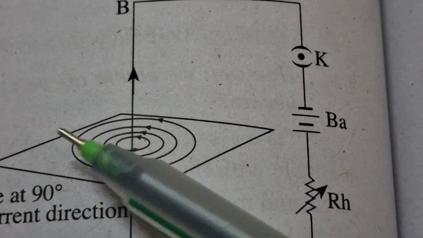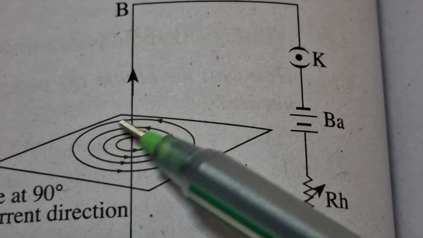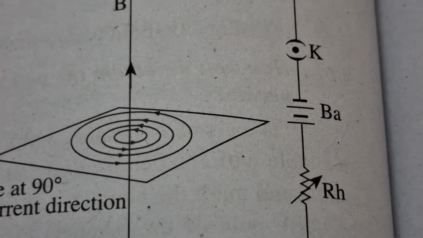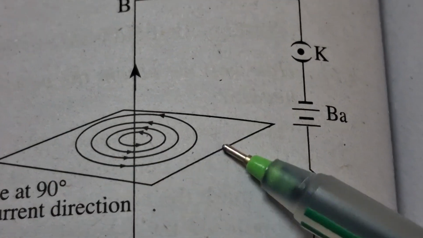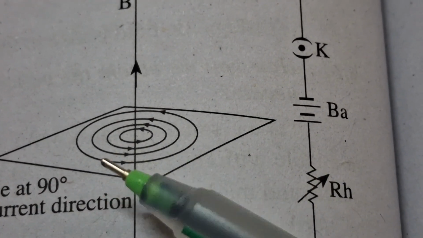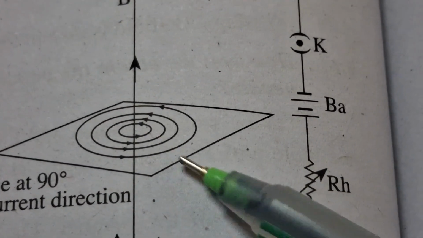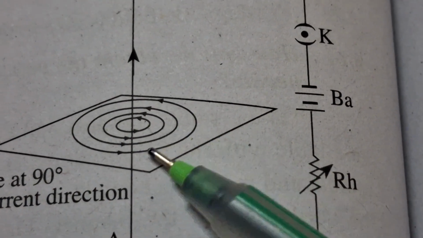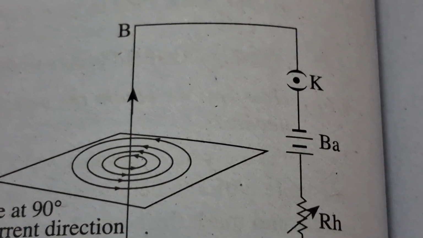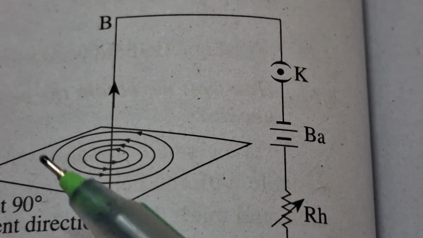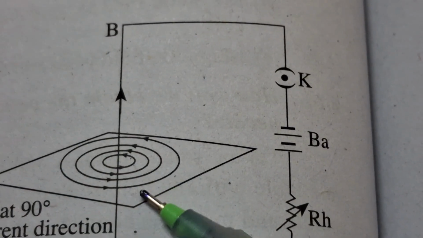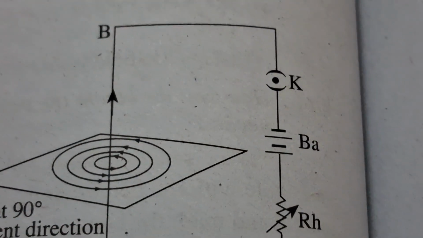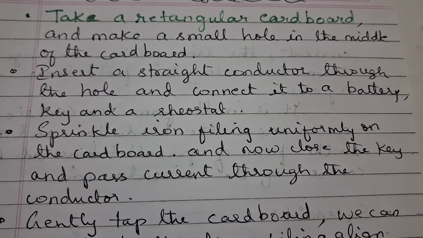Then you sprinkle a little bit of iron filings on the cardboard and switch on. On passing current, you gently tap the cardboard. You can see that the iron filings align themselves along the field lines in a concentric pattern. These lines show that a magnetic field exists around a straight conductor carrying current. This experiment shows the magnetic field around a straight conductor carrying current. The explanation is given here.